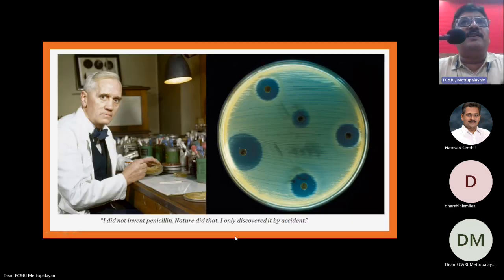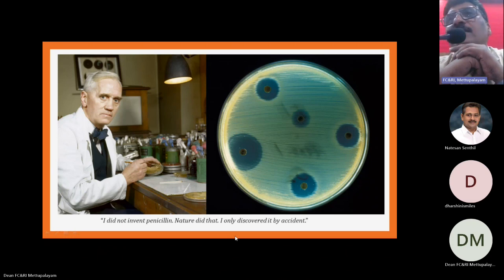I hope you recognize this gentleman. Who is this? Alexander Fleming. What did he do? He discovered penicillin. In which year? 1928. He got a Nobel Prize for Physiology in 1954, and he died in 1955 at the age of 73.